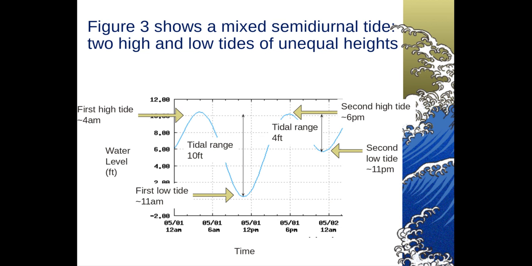And the last one, figure 3, shows a mixed semi-diurnal tide. There are 2 highs and 2 lows, but they are not equal. They still run somewhere around 5 to 6 hours apart. The tidal range here is 10 feet in the first tide and 4 feet in the second tide. So this is a semi-diurnal mixed tide.